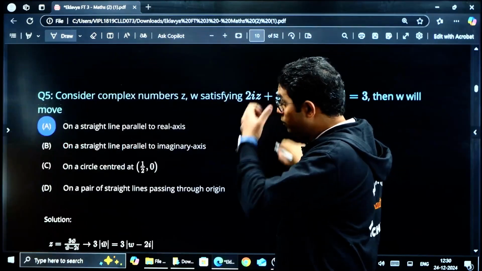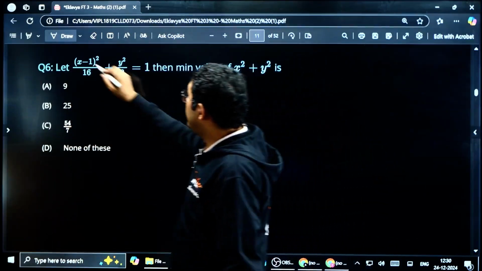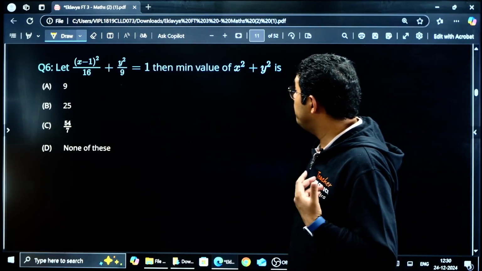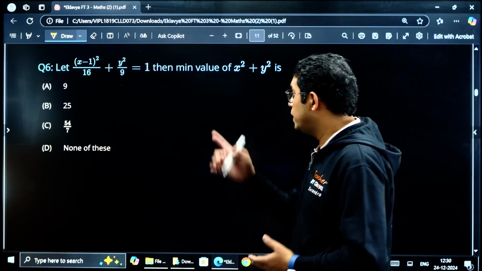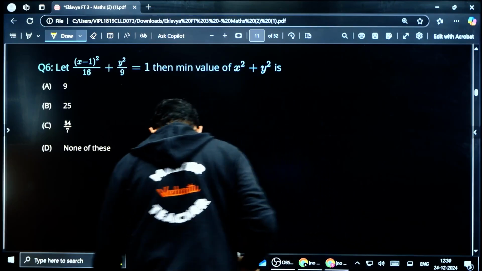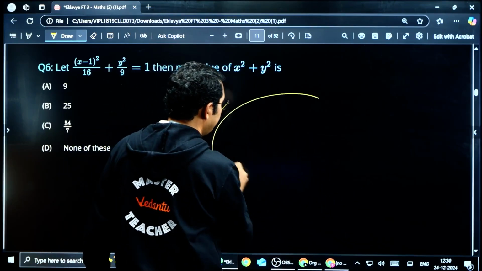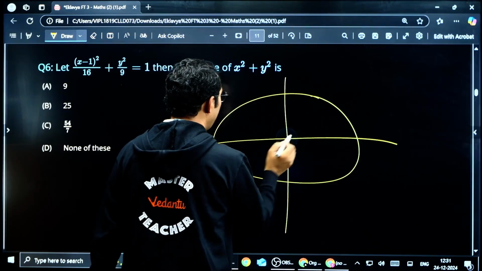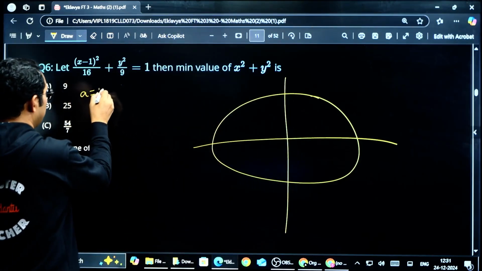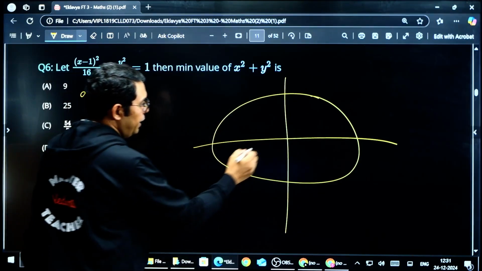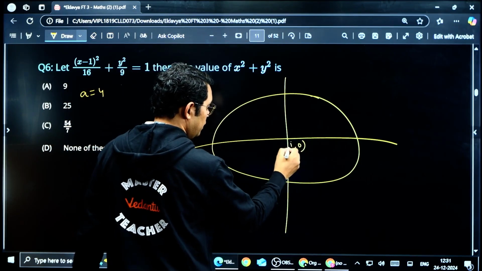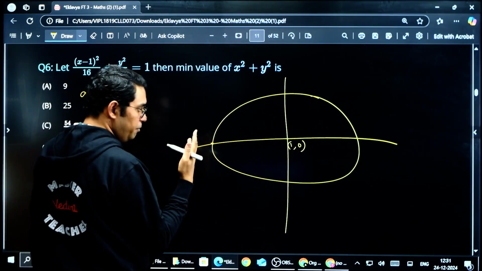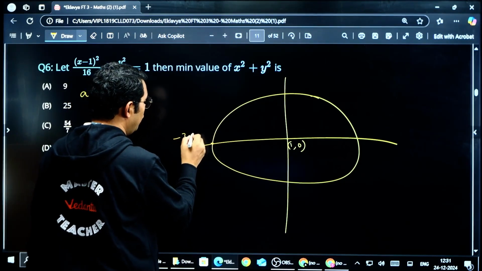Yeah. Now moving to the next question. Here we are given that this is an ellipse, then we have to find the minimum value of x square plus y square. Now this ellipse has center at 1, 0, and the value of A is 4, that is the semi-major axis. If this point is 1, 0, then this end of the major axis will be at minus 3, 0.